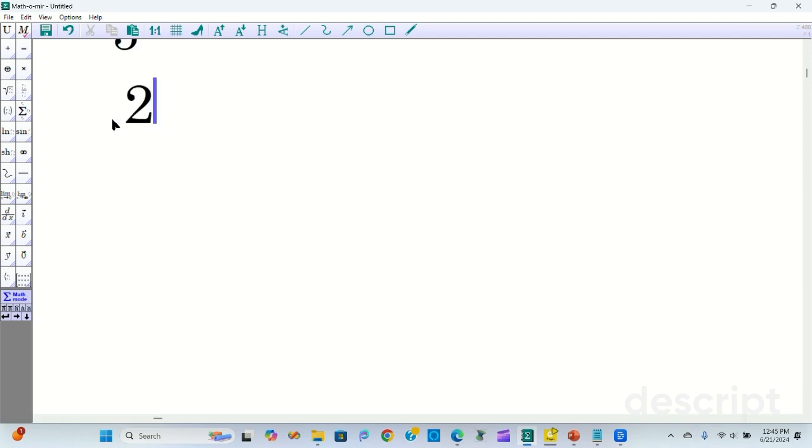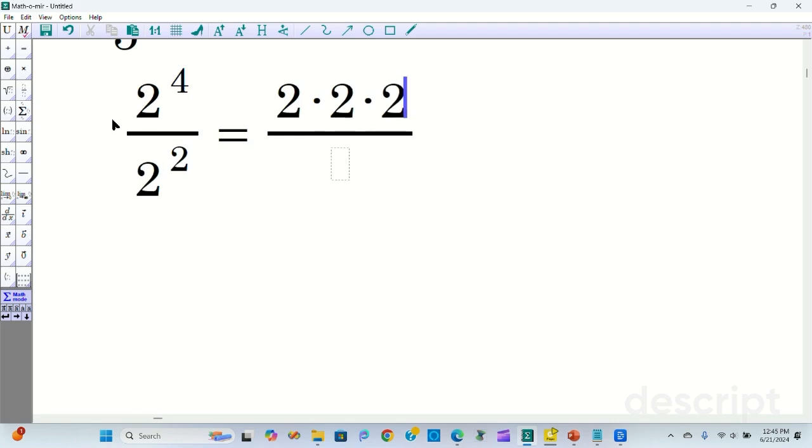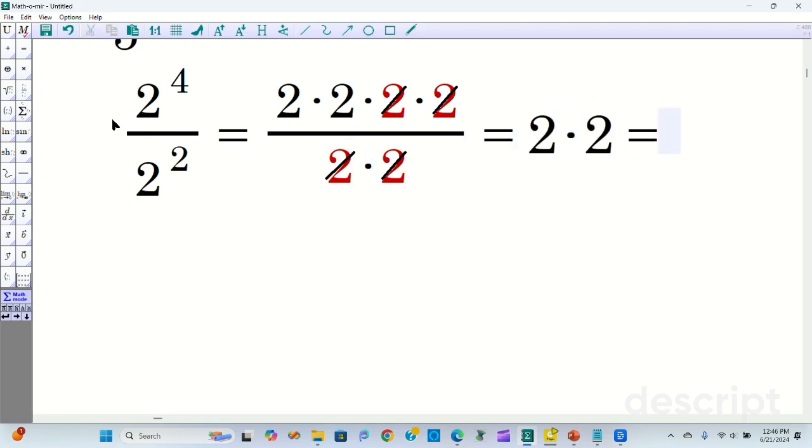Let's do 2 to the fourth divided by 2 to the second. Okay, so we just write out the definition first. So 2 times 2 times 2 times 2 over 2 times 2. You cancel what you can in pairs. So this here cancels with this here. This here cancels, let's say, with this right here. So all that is left over is 2 times 2, which is equivalent to 2 to the second here.